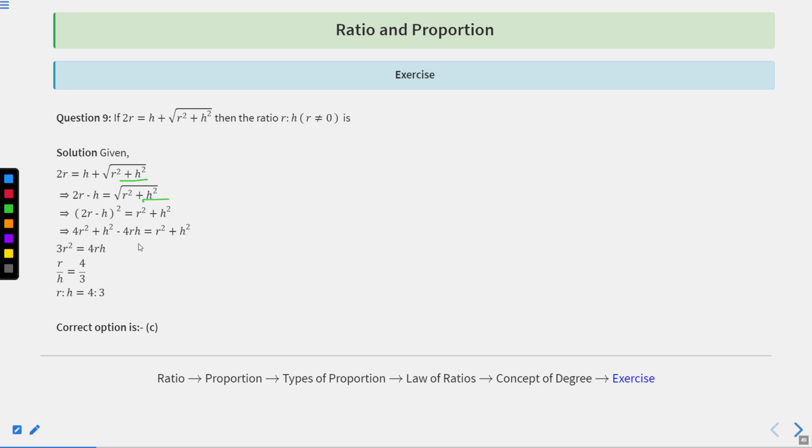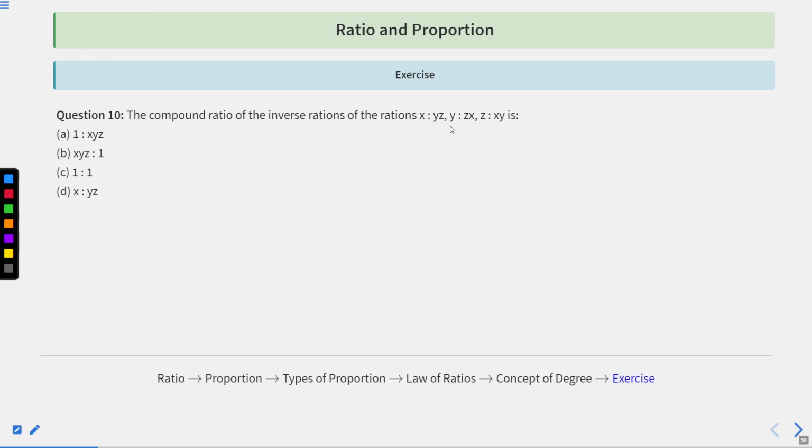So if you square both sides, you will get 4r square plus h square minus 4rh equal to r square plus h square. So if you simplify this, h square and h square get cancelled. You will be left with 3r square equal to 4rh. So this is equal to r upon h equal to 4 upon 3. So the required ratio is 4 is to 3. That is option number C.